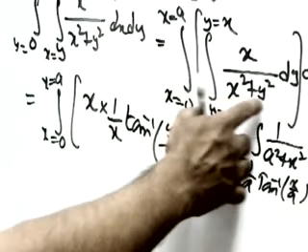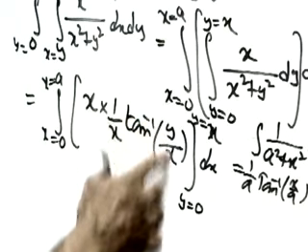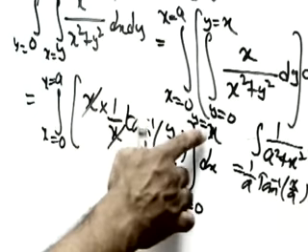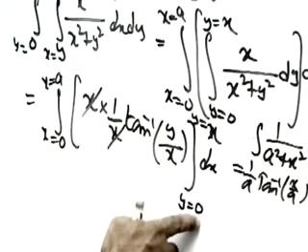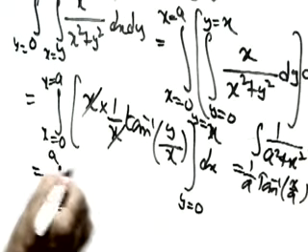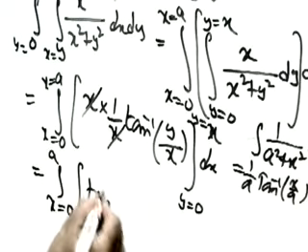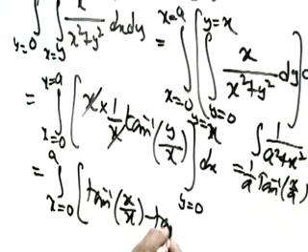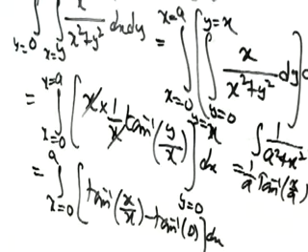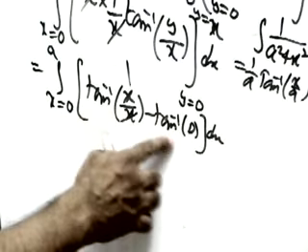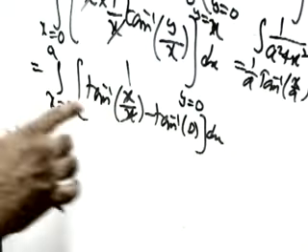Now let me continue. See here, integration of 1 by a square plus x square is 1 by a tan inverse x by a. So this x will get cancelled. Now if you substitute the upper limit, in place of y you have to write x, and for the lower limit we have to write 0. So integration x equals 0 to a, upper limit is tan inverse of x by x, minus tan inverse of 0 by any number, which is 0. So it is left with dx. Now tan inverse of 1 is 45 degrees, tan inverse of 0 is 0.